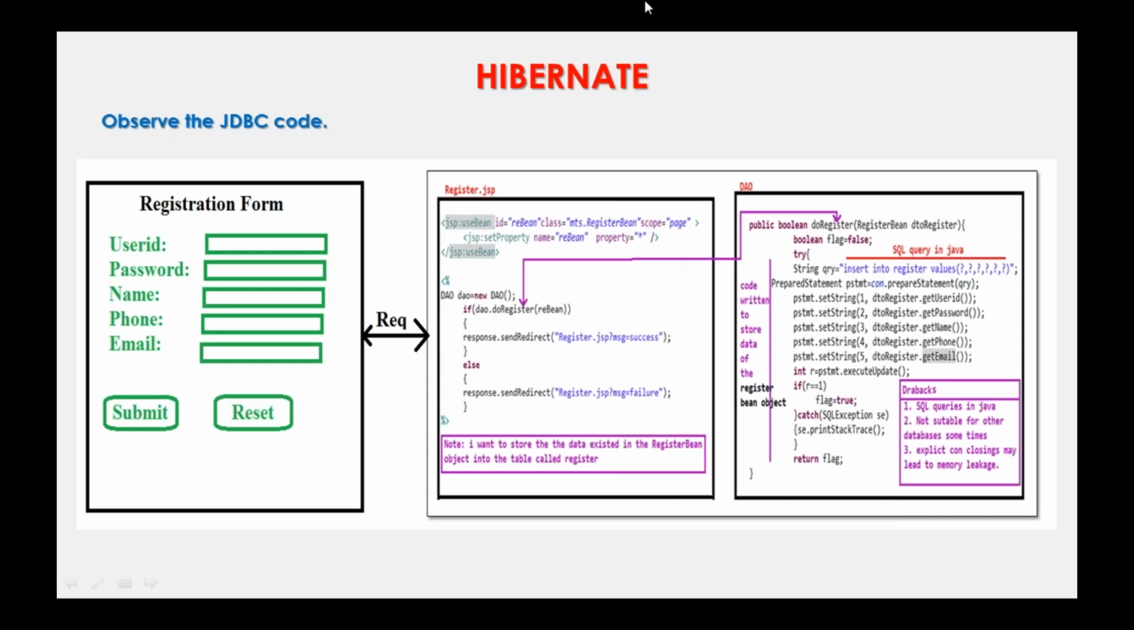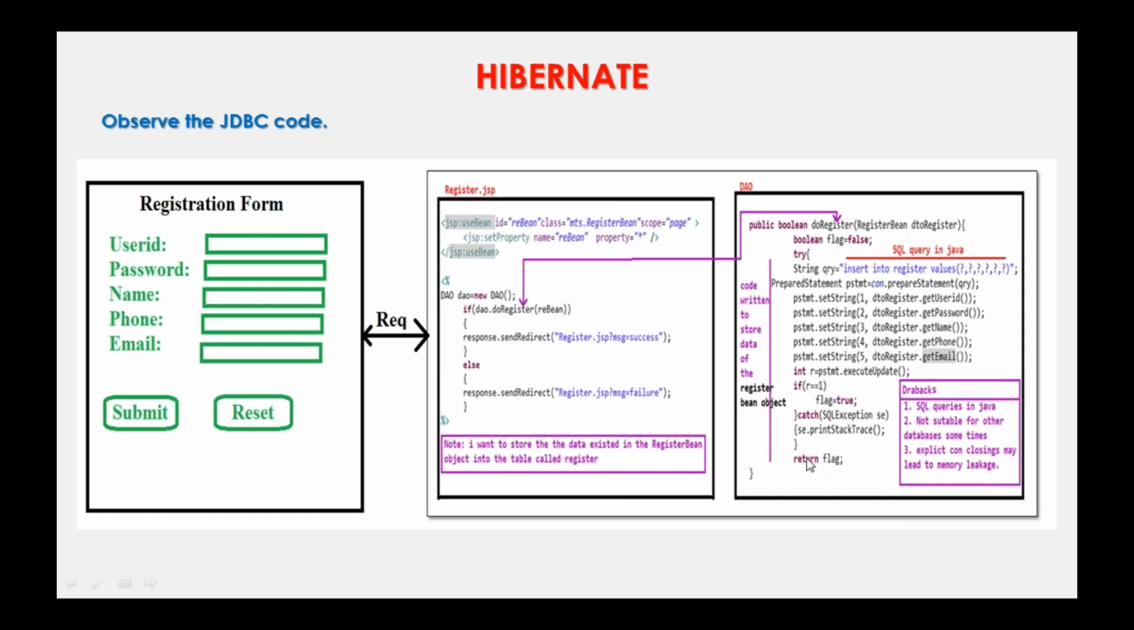Let us say this data went to the register.jsp page. In the register.jsp page, we get all these details and store them in a bean called register bean. All these details went to the bean object. By using JSP useBean, I get these details and store them in a bean. After that, I'm creating the DAO class object. In the DAO class, we have the doRegister method. I'm calling the doRegister method and passing this bean to that method.